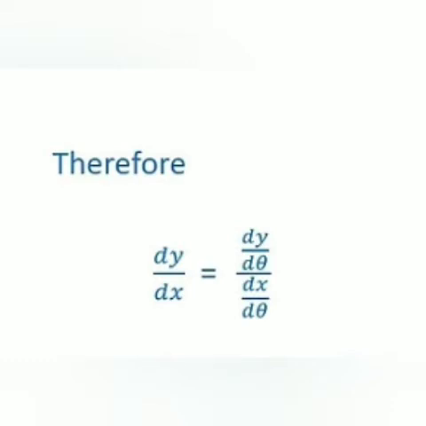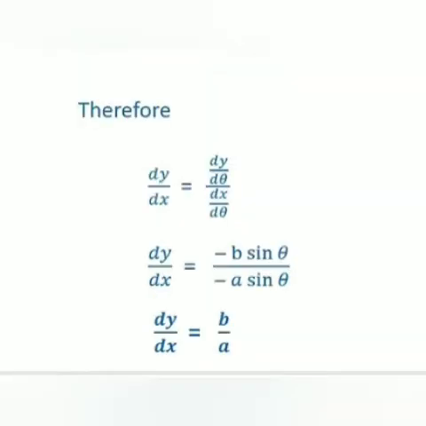Therefore dy by dx is equal to dy by d theta divided by dx by d theta. Substituting for these, we get dy by dx is equal to minus b sine theta divided by minus a sine theta, and that is equal to b by a. This completes the question.